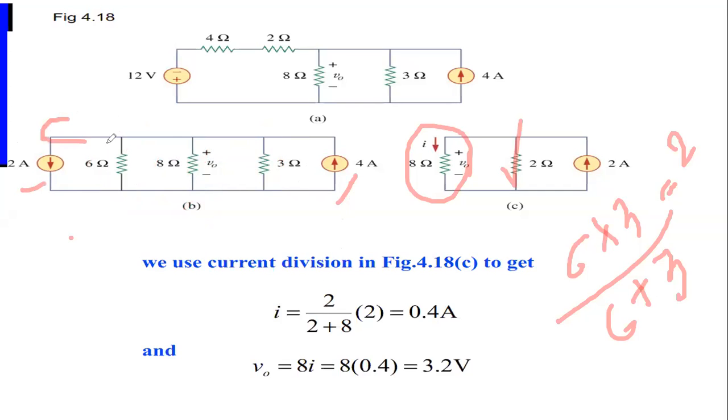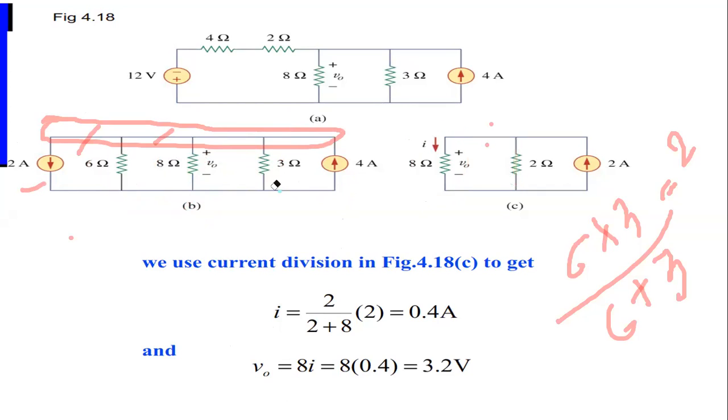We are able to do all these things because this is one node. They are all in parallel. Nothing is connected here. That's why we are able to do whatever we are doing.